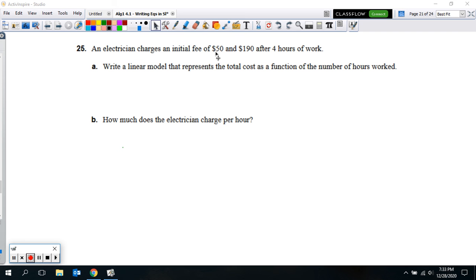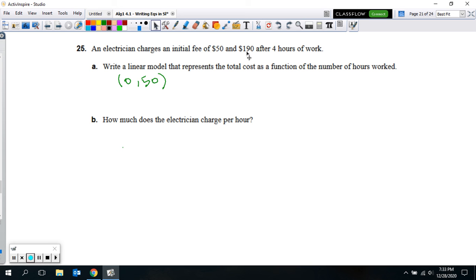So the initial fee is the y-intercept, it is the b. And remember, that's always when you haven't worked yet at all. So before any hours of work, you're going to pay $50. That's a flat rate fee. And so you could start off with this ordered pair, 0, 50. So that's going to be our y-intercept, the initial fee.